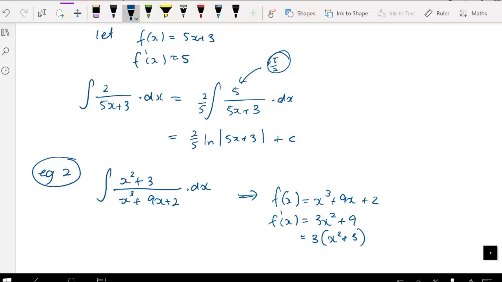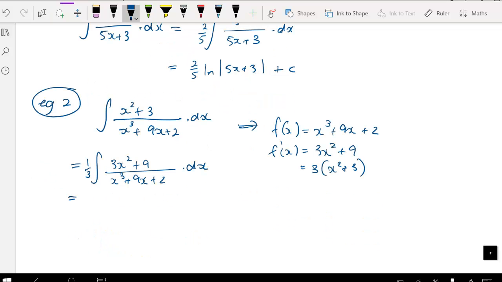In order to make this numerator the derivative of the denominator, we need to multiply by 3. If we multiply by 3, we get 3x squared plus 9. But in order to not change the value, if we're multiplying by 3, we must also divide by 3. So we're multiplying the entire integral by a third. Once we've got that, it's simply 1/3 ln of x cubed plus 9x plus 2, plus c.